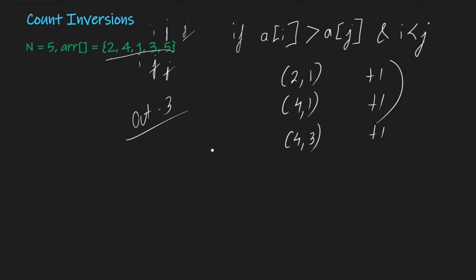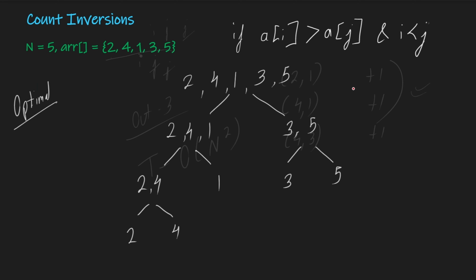So there is a brute force approach and an optimal approach. The brute force approach is the same approach that I used here to count the inversions. But the total time complexity of this algorithm is n square because we are linearly traversing the whole array. Now what is the optimal approach? The optimal approach uses merge sort.